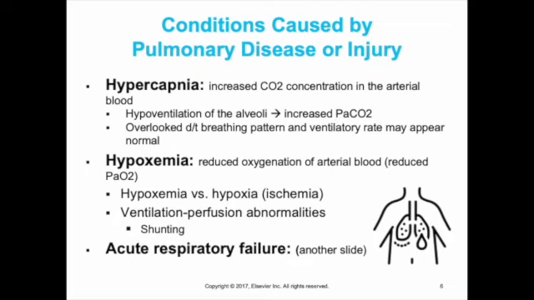Now, the alveolar hypoventilation with increased alveolar carbon dioxide concentration really is limiting the amount of alveolar oxygen that's available for this diffusion of CO2 and O2. And this is going to lead to secondary hypoxemia.